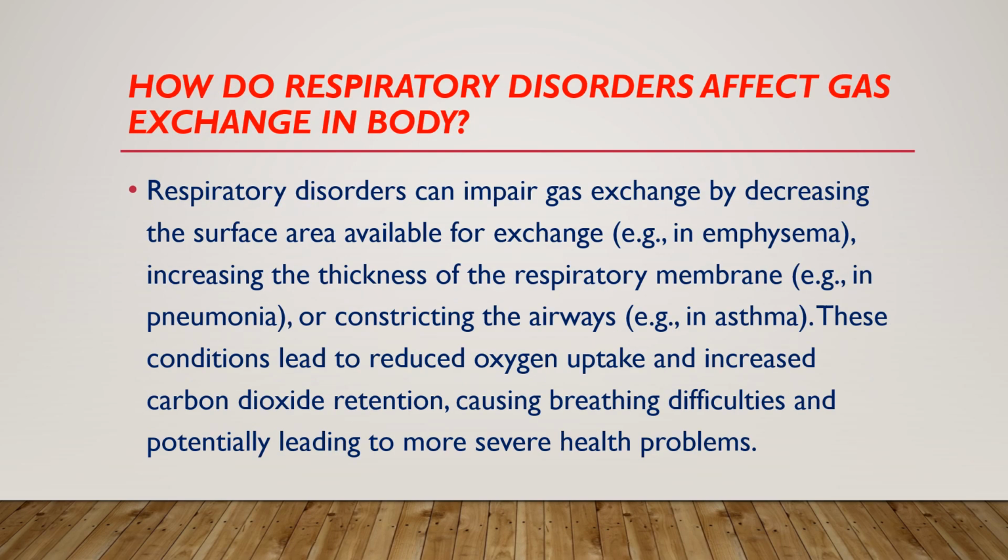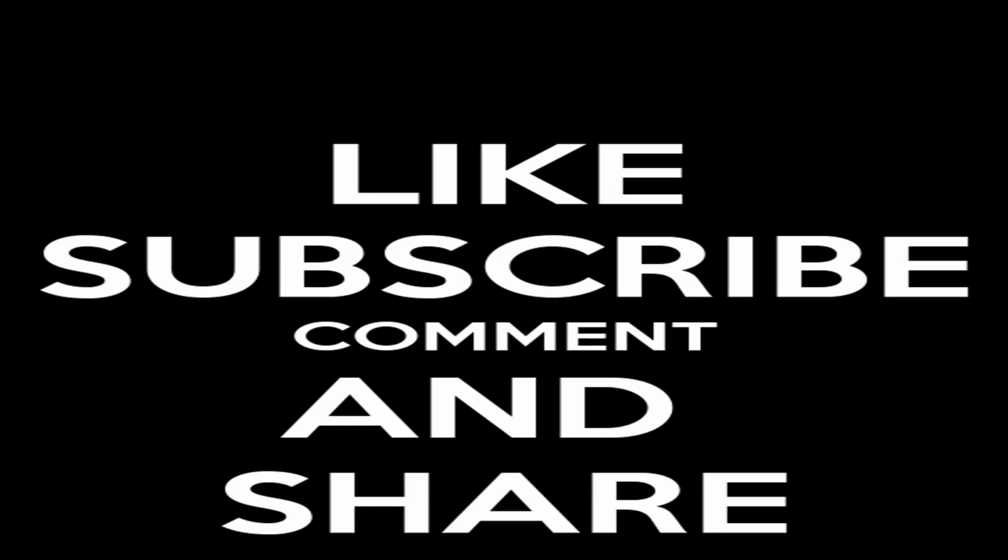How do respiratory disorders affect gas exchange in the body? Respiratory disorders can impair gas exchange by decreasing the surface area available for exchange, for example in emphysema, increasing the thickness of the respiratory membrane, for example in pneumonia, or constricting the airways, for example in asthma. These conditions lead to reduced oxygen uptake and increased carbon dioxide retention, causing breathing difficulties and potentially leading to more severe health problems.